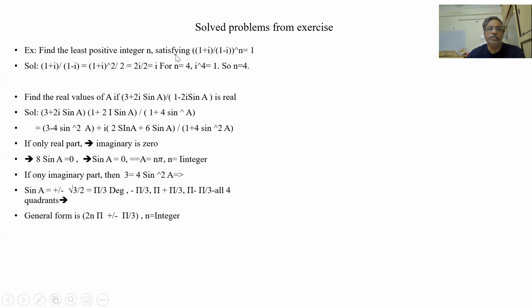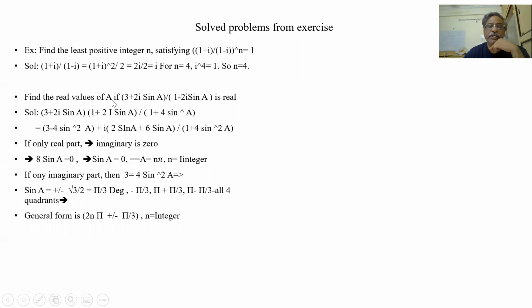Find the least positive integer n satisfying ((1 plus i) by (1 minus i)) whole to the power of n is 1. So I am simplifying these two. I am multiplying both by 1 plus i in top and bottom. So the bottom becomes 1 minus i square, that is 1 plus 1, 2. The top, 1 plus i whole square, is 2i. So 2 gets cancelled, and i to the power of n is 1. So i to the power of 4, i to the power of 8, i to the power of 16, all are 1. What is asked is the least number, so n is 4.